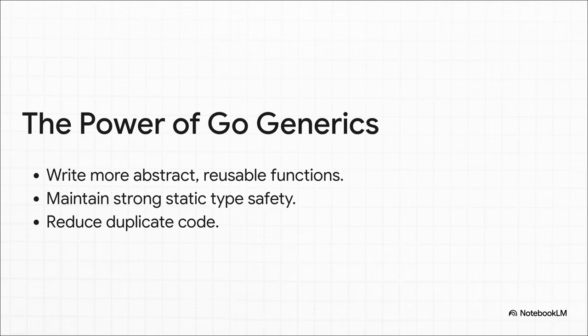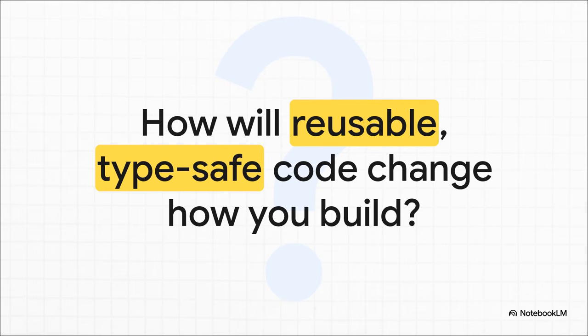So we've gone on a quick journey here, right? We started with a clunky, repetitive pair of functions, and we ended with a single, elegant, type-safe, and reusable solution. The question I want to leave you with is this. Now that you have this powerful tool in your toolbox, how is this going to change the way you build things with Go?